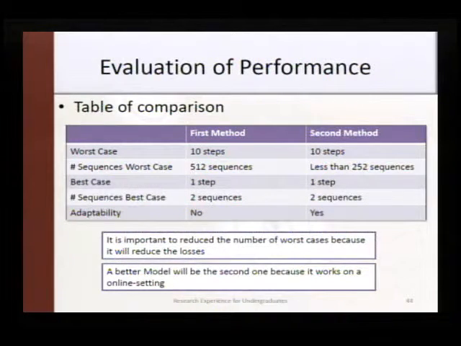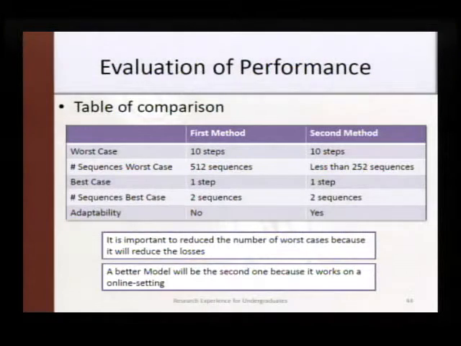Now I'm going to evaluate the performance of each method. Even though both have the same number of steps in the worst case, the number of sequences that need that many steps is much smaller in the second method. In the first method, I need 512 sequences to do 10 steps, but in the second method, fewer than 252 sequences will need to do the 10 steps. And the best case is the same for both, because when the feedback is 0 or 10 you immediately know the answer.